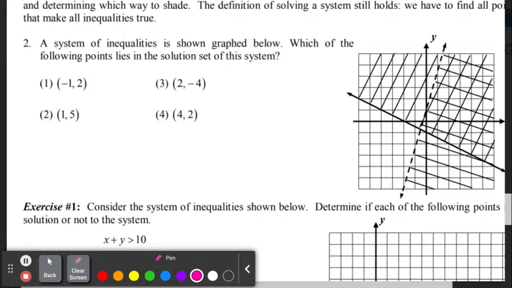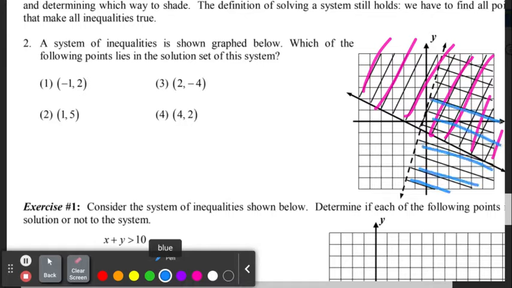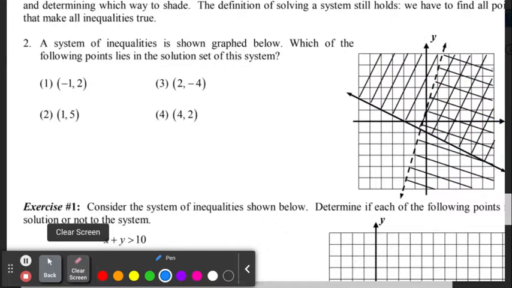So hopefully you can see here we have some shading going this way. In our class, we used highlighter. And then some shading going this way. The solution is where the 2 shadings crisscross. So right in there. So what I'm going to do is plot these points that they give us. Negative 1, 2 is here. No, that's not in the crisscross area.